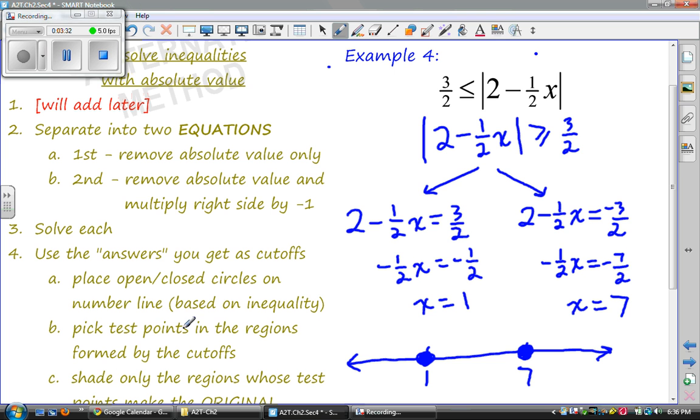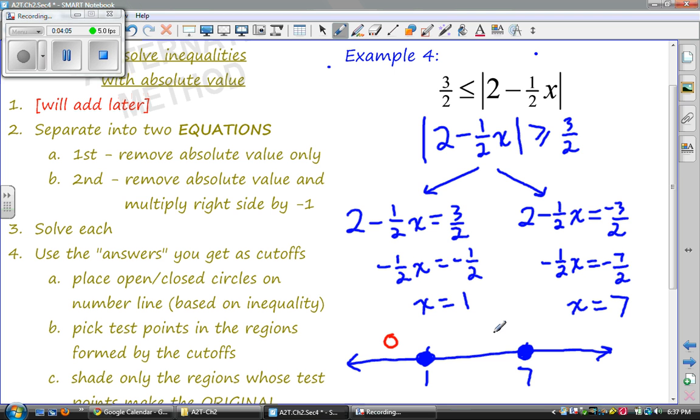Step B says pick test points in the regions formed by the cutoffs. When I say the regions formed by the cutoffs, I mean if we were to take 1 and 7 and use those as literally cutting the number line, we would end up with 3 regions: one to the left of 1, one in between 1 and 7, and one to the right of 7. Now I just want to pick any number that falls in that region. I think the easiest one to use over here, though it could be any number, is a number less than 1, 0.